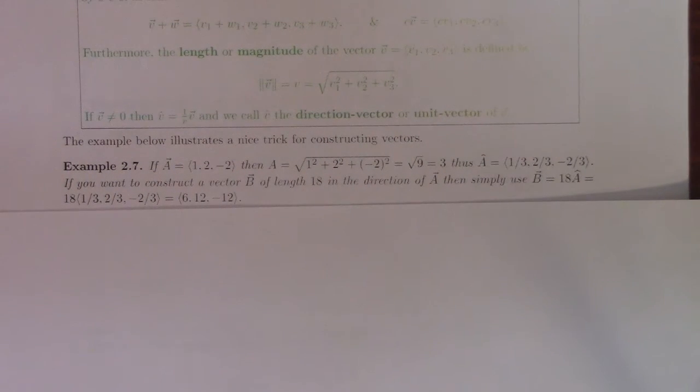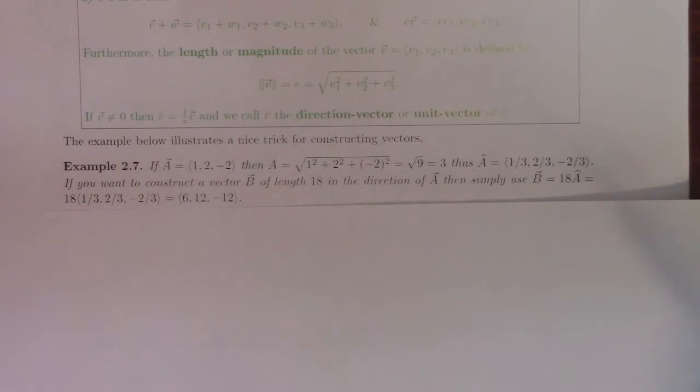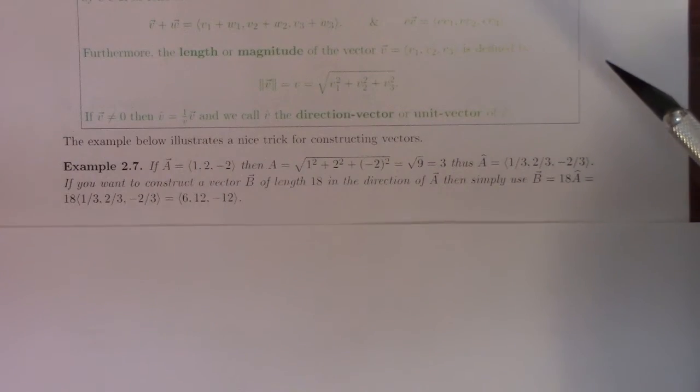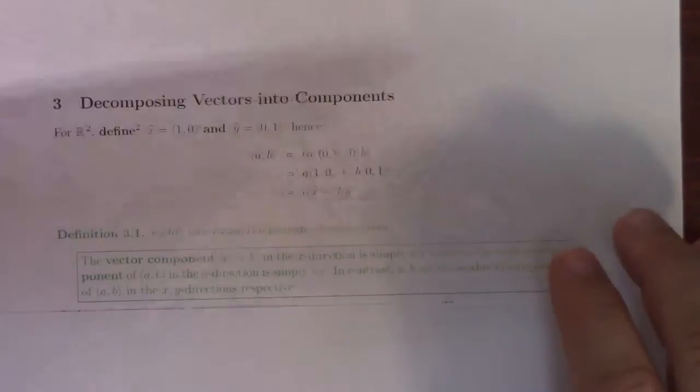All right, and it's kind of neat. Apparently, 6 squared plus 12 squared plus 12 squared is equal to 18 squared. So you can check on that if you want. All right, so there's that.